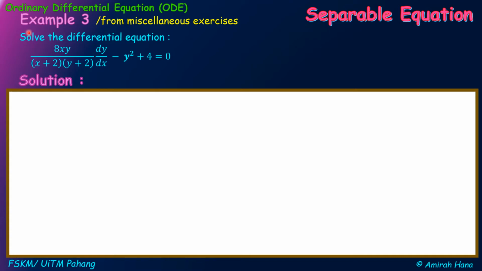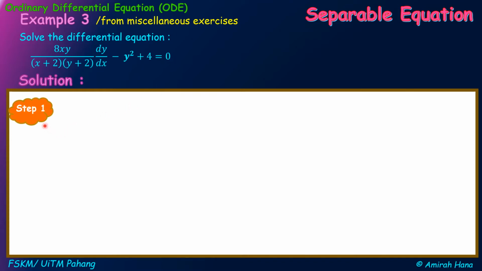Now we continue with example 3 from miscellaneous exercises. Solve the differential equation 8xy over x plus 2 times y plus 2 dy over dx minus y squared plus 4 equals 0.